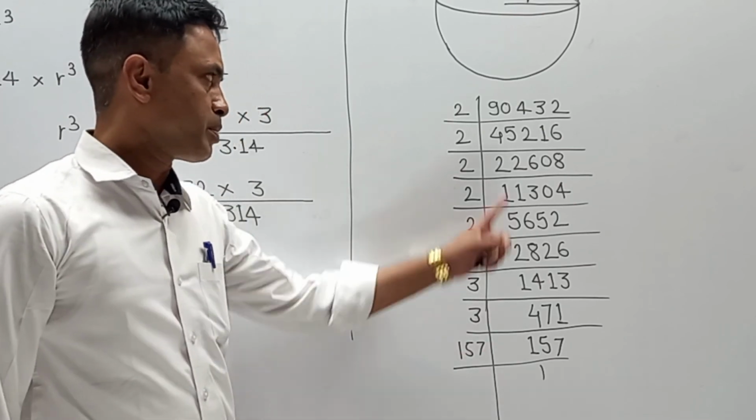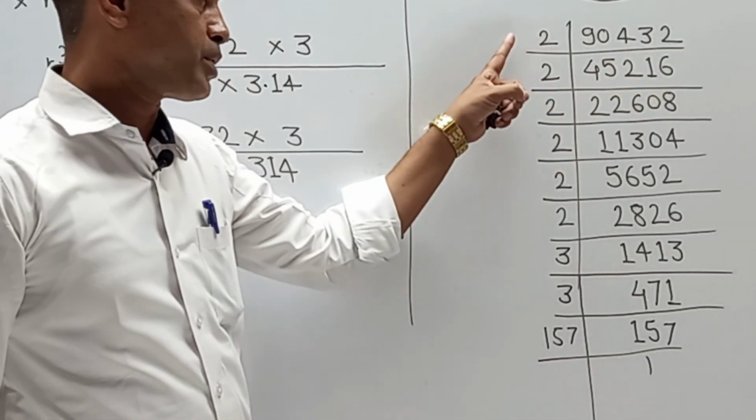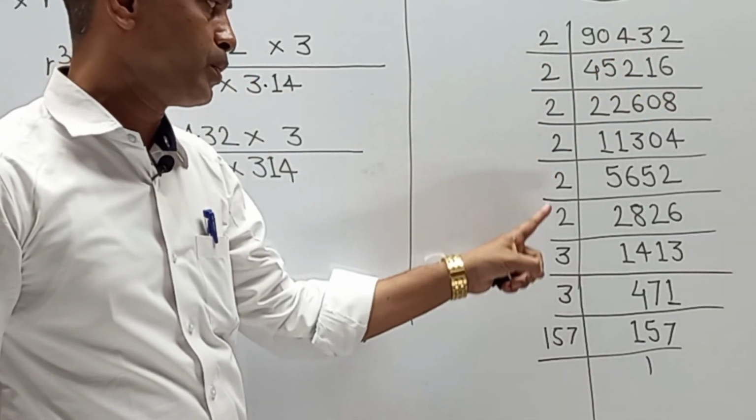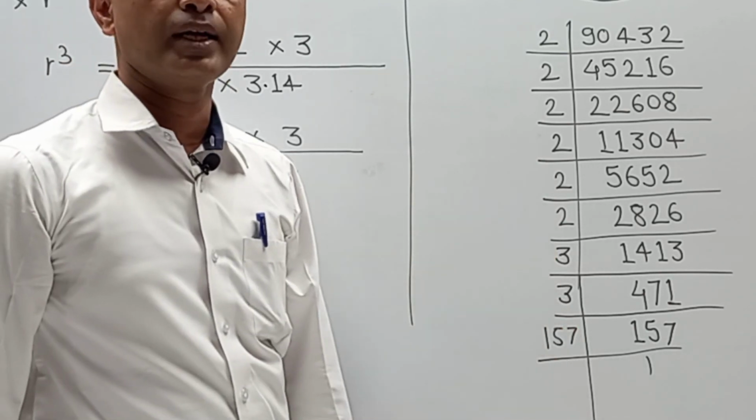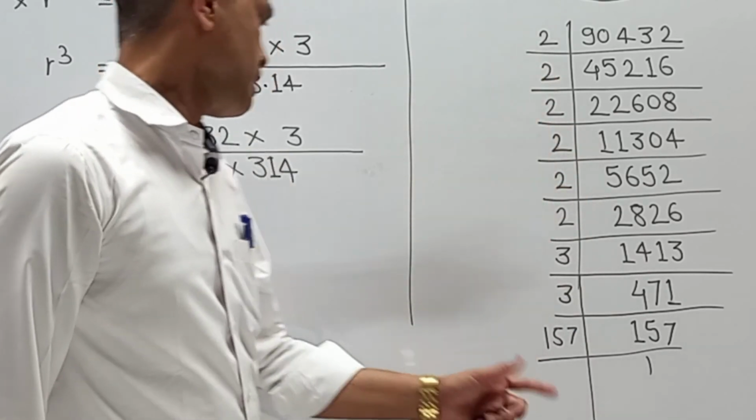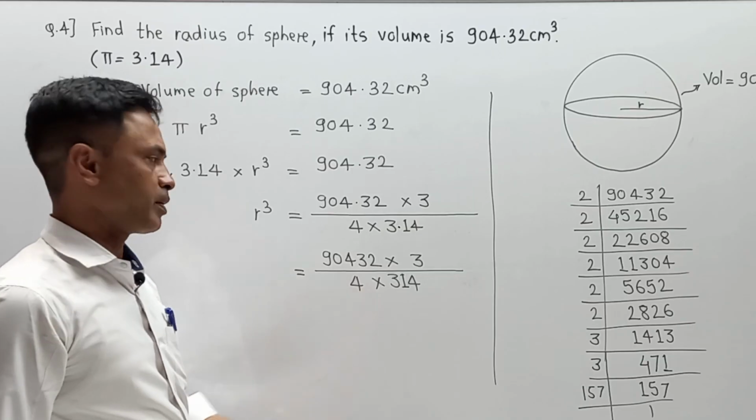Means the entire split up of 90,432 is 2 into 2 into 2 into 2 into 2 into 2 into 3 into 3 into 157. And that gives you an ideal logic for simplification. Taking this part over here one by one.